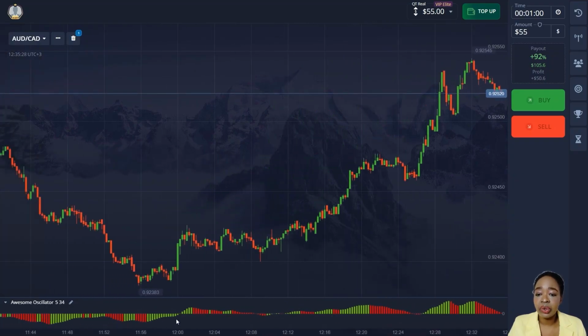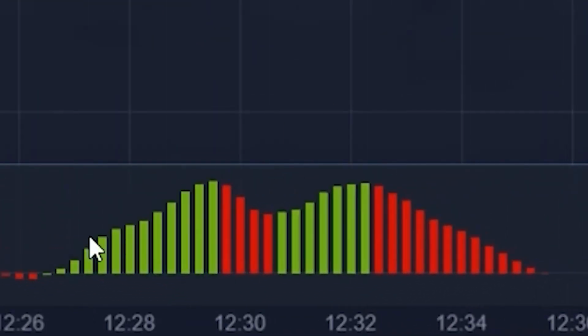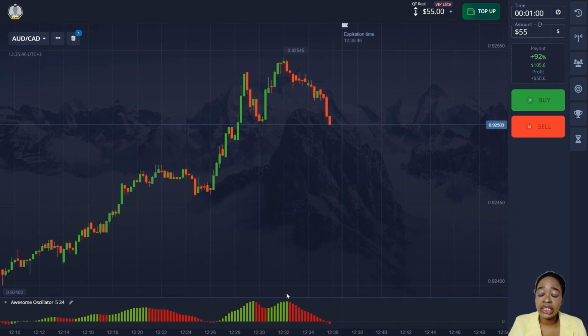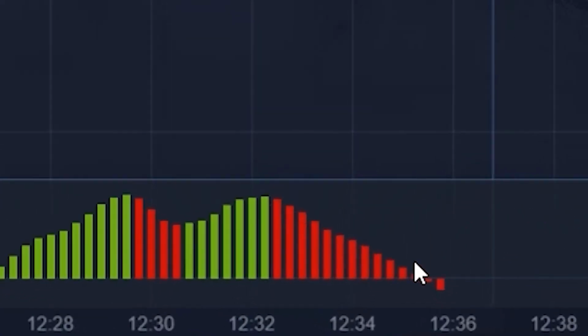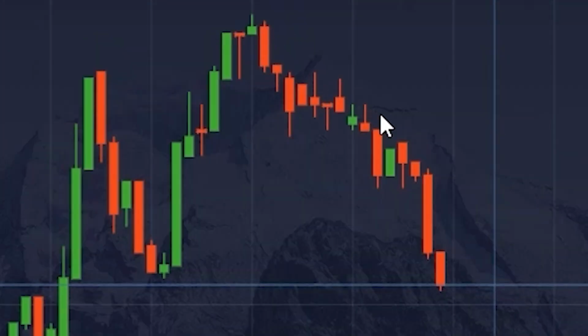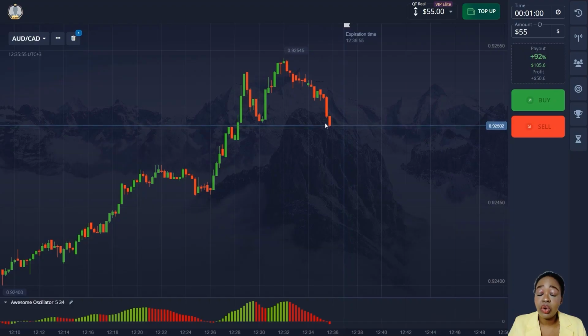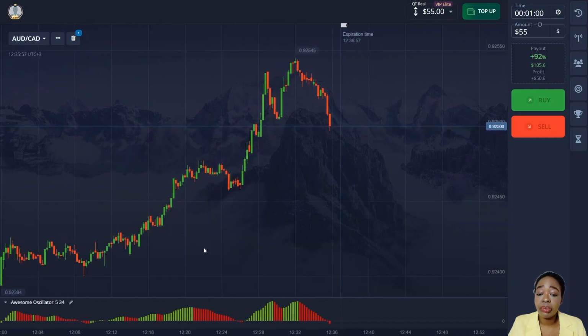And here you can see that the columns are red and green, and when green columns are formed on the histogram, you can see that the price shows a good growth, and when a green histogram appears, you can open a deal for an increase. Next, as you can see, we have the red columns, and at the same time the price shows a good decrease. That is, in this situation you can open a deal to lower the price.